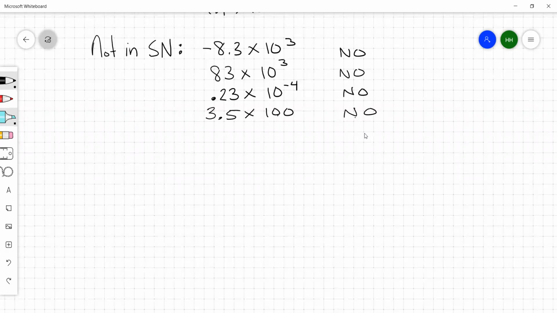So next we're going to review writing it in scientific notation, then writing it in standard notation, and then we're going to order some values. So writing a number in scientific notation. And let's see, what do we got here?